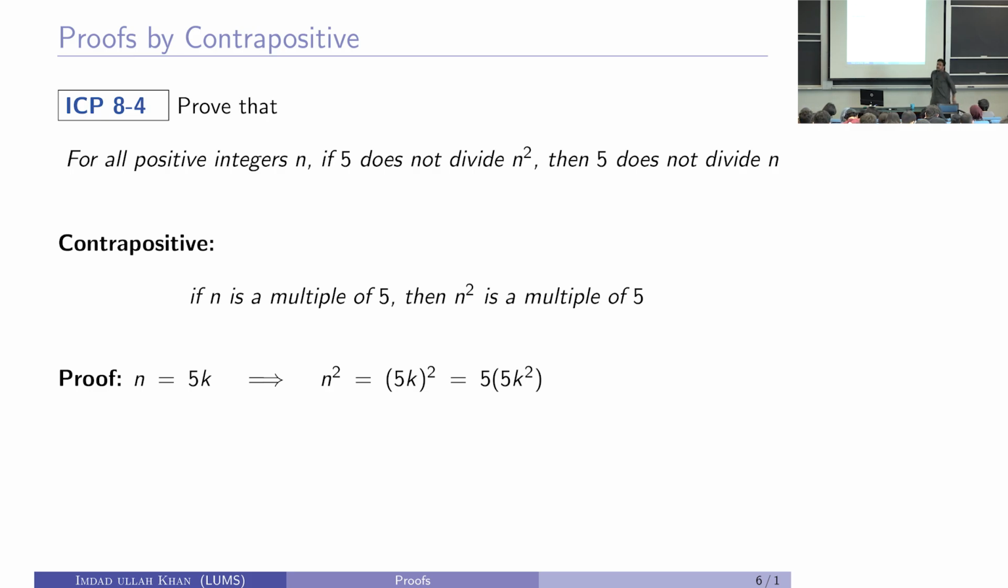Okay. So if n is a multiple of 5 then n squared is a multiple of 5, which is the contrapositive of our statement. Make sense? Okay.